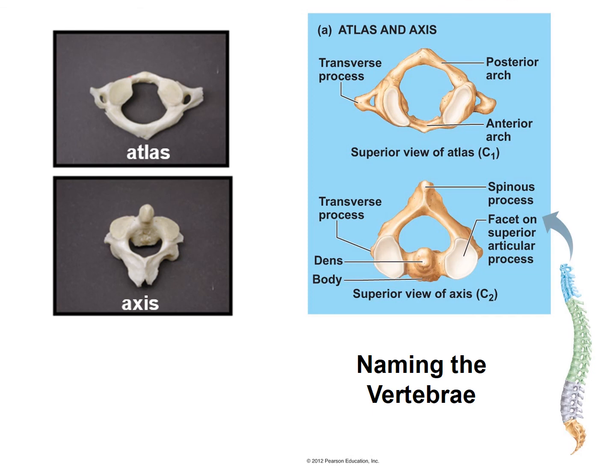The second cervical vertebrae is called the axis. The atlas rests and pivots around this structure here, which is called the dens or odontoid process. Most students refer to it as the dens. Either is fine. The atlas pivots around the dens and allows you to shake your head no. Here is an actual photo of an axis, and you can see this dens makes it very easy to identify.